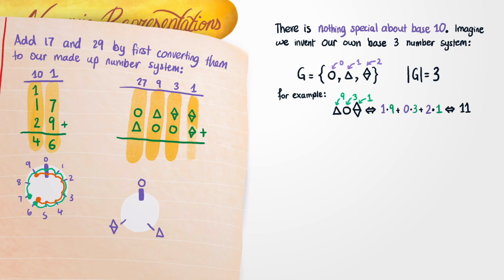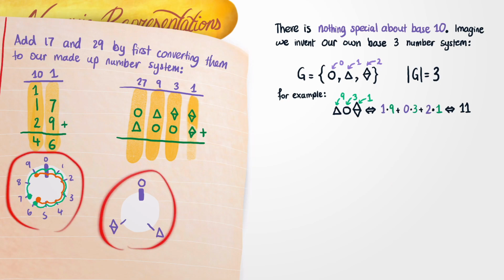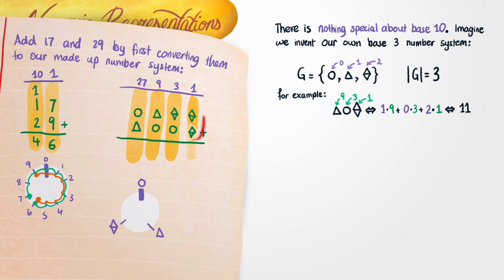So for starters, I've drawn the same clock that we used to add the numbers on the left, but instead of using the glyphs for the base 10 number system, I use the glyphs for our own made-up number system. So for starters, we begin at the ones column. We're going to add this 2 and this 2 together. Now if we do that, we're going to start over here and then take 2 steps to the right.